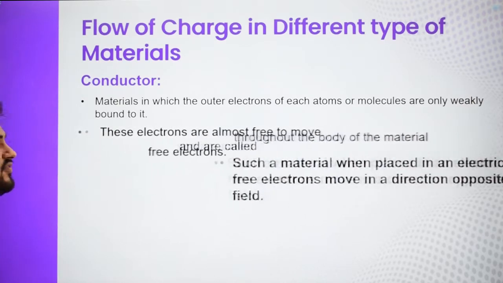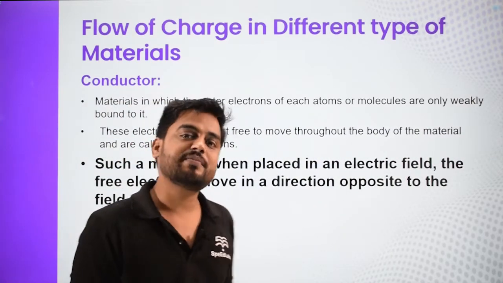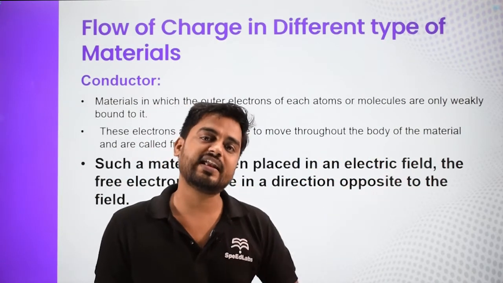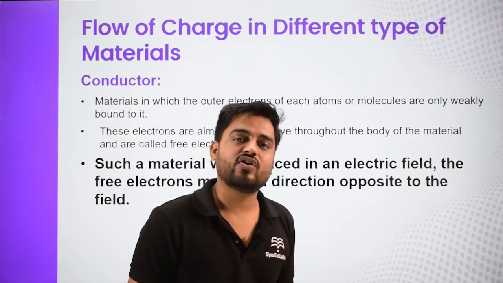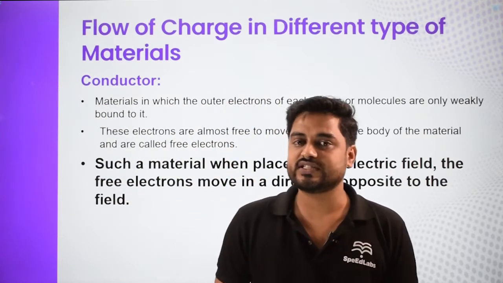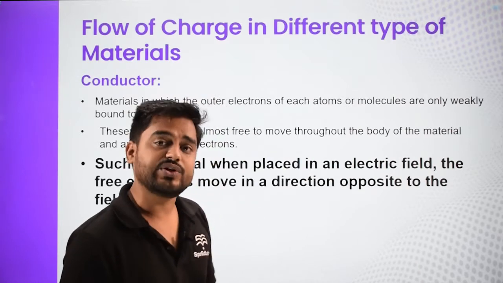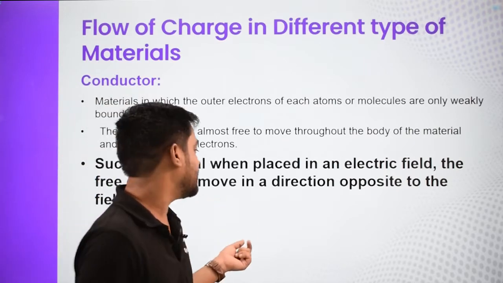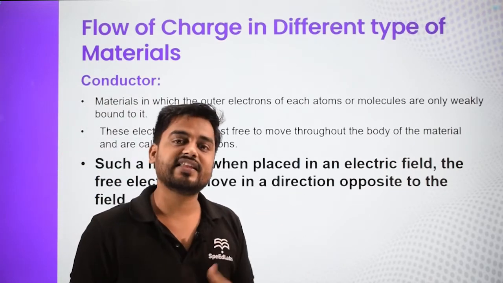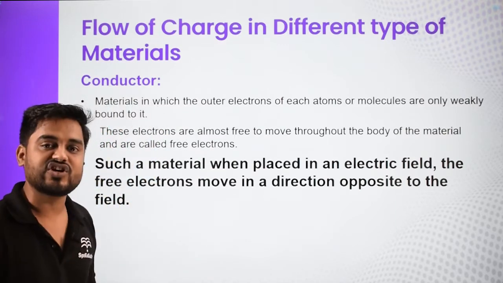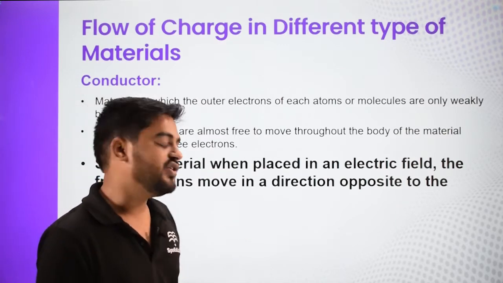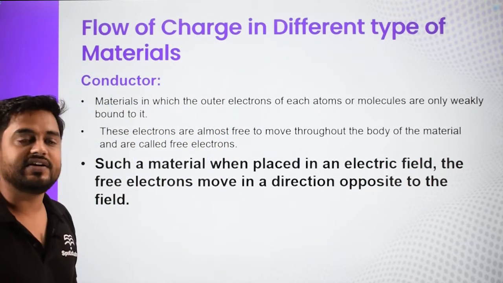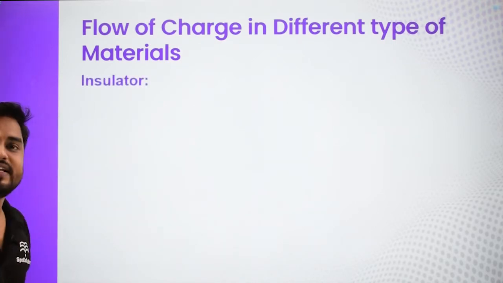And what will happen if you apply an electric field across such a material? When conductors are placed in an electric field, these free electrons experience a force, like the force on a charge, F is equal to QE. Since electrons are negatively charged, this force will be in the opposite direction to the field, and eventually they will start moving in a direction opposite to the electric field.